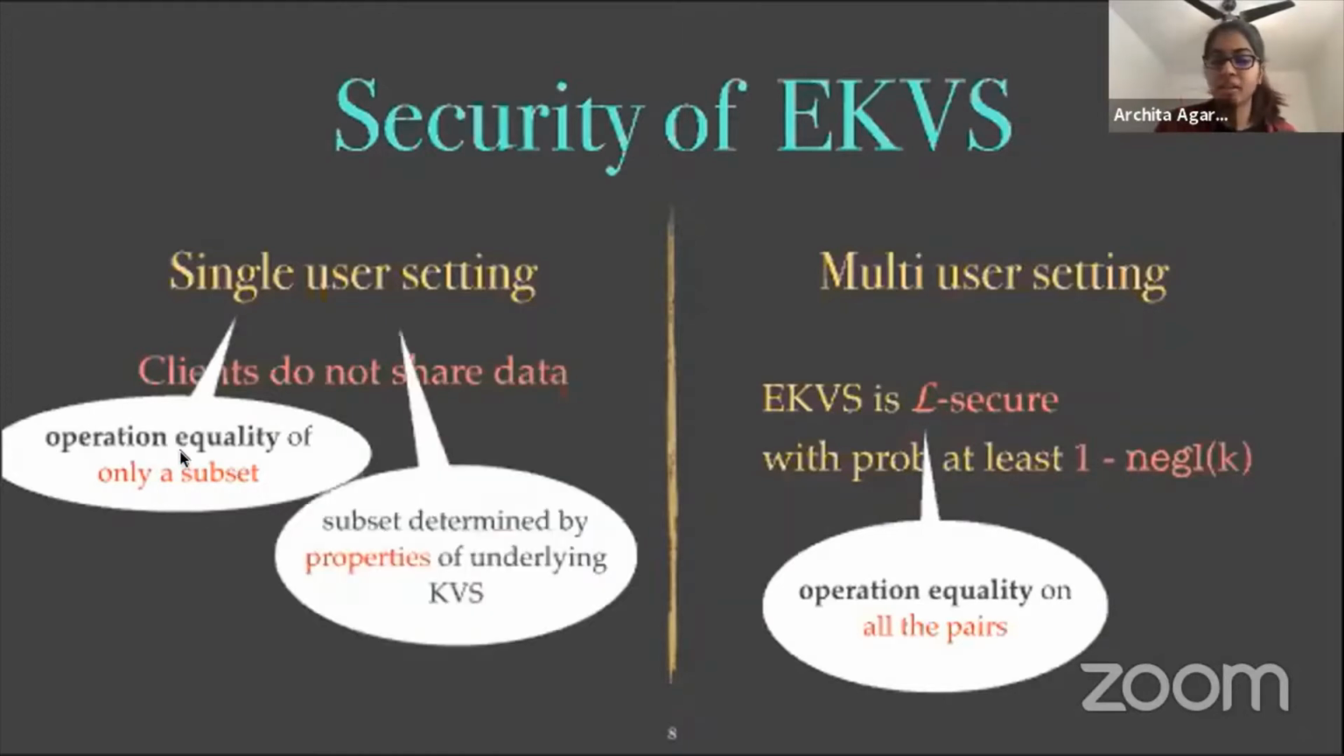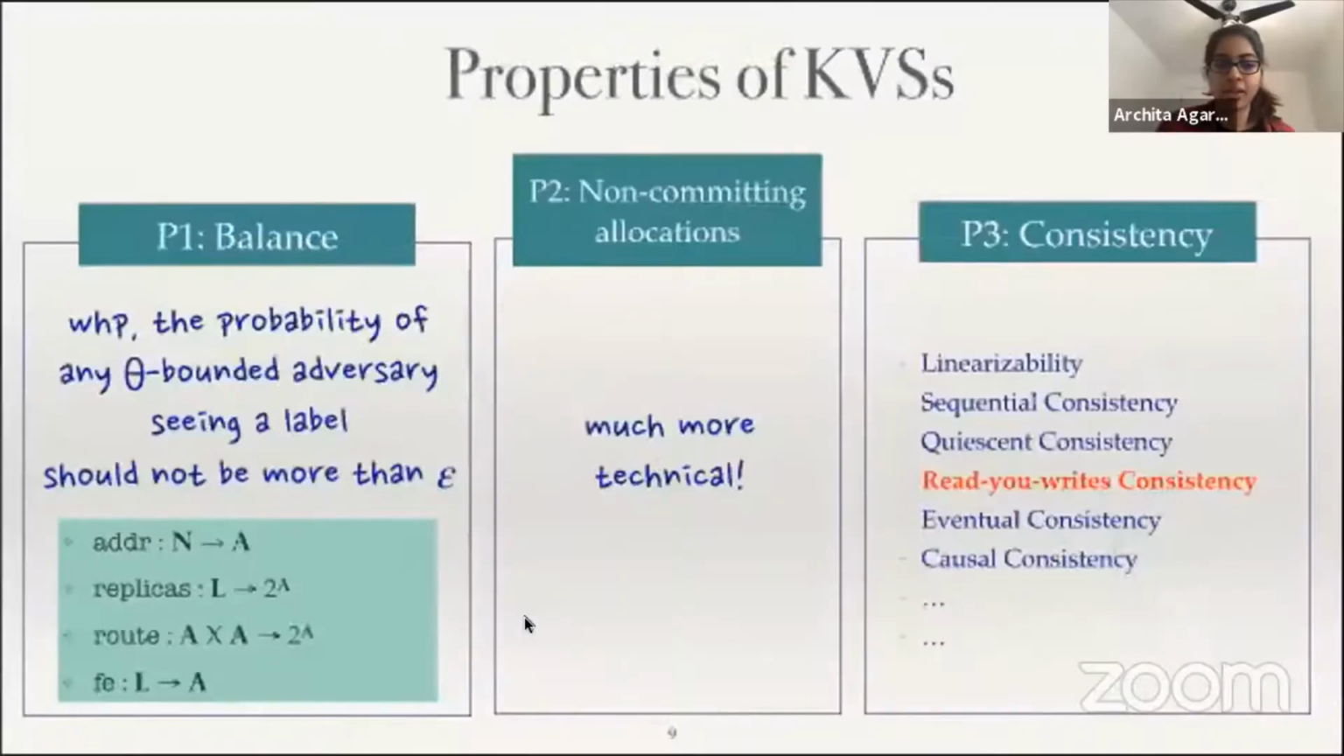Which subset this is, is determined by the properties of the underlying KVS. In particular, we isolate three properties of key value stores, and we show that these three properties affect the security of encrypted key value stores. We call the first property balance, the second non-committing allocations, and the third consistency. I'm not going to define these. We show that if your plaintext key value store satisfies these two properties, and satisfies read or write consistency, then it's possible to improve the leakage in the single user setting.